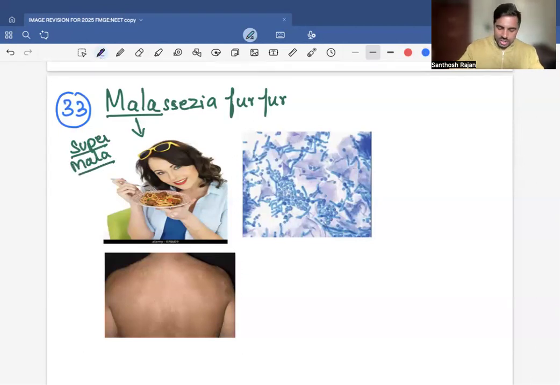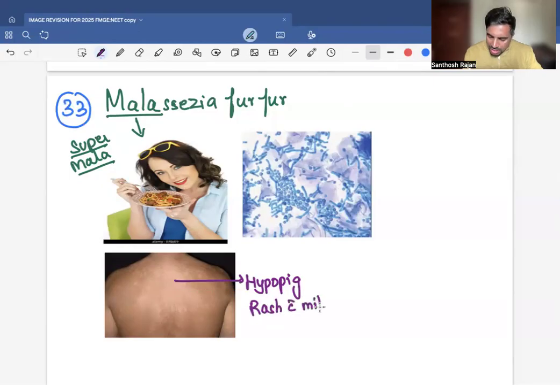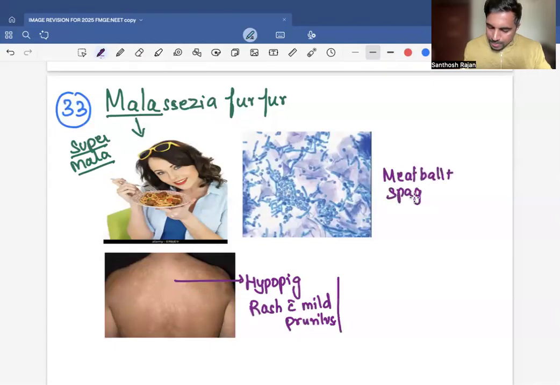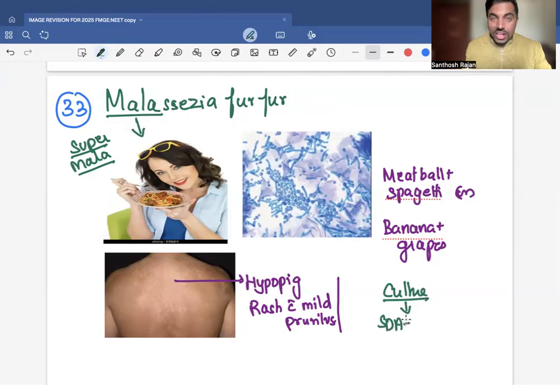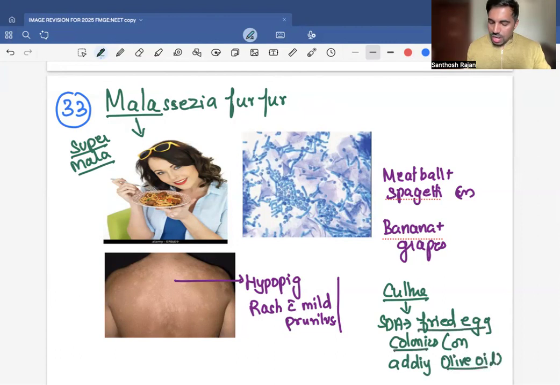Her favorite thing is, first of all, she has this hypopigmented rash, mildly pruritic, or with no pruritus. Now you see what she's eating: meatballs plus spaghetti, or otherwise, banana plus grapes. Yummy food she likes. And don't forget in culture media, this girl likes fried egg also. You get fried egg colonies on adding olive oil. She likes a fried egg with olive oil. These are characteristic features for Malassezia furfur.